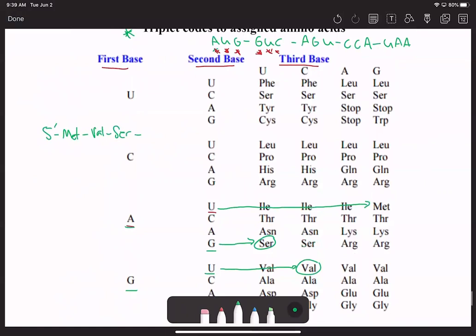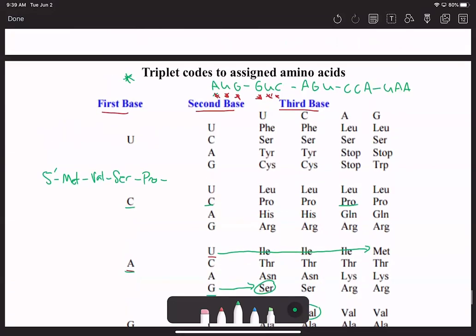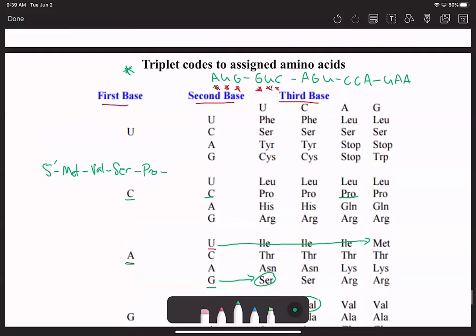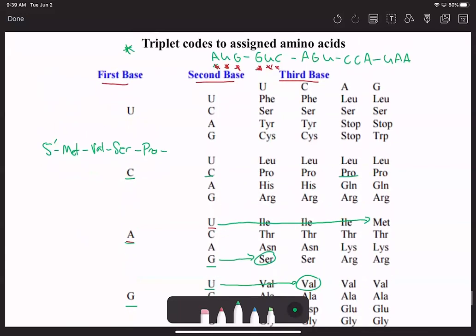CCA. Proline. And UAA. That's a stop signal. So my protein is done, and we now have a protein here.